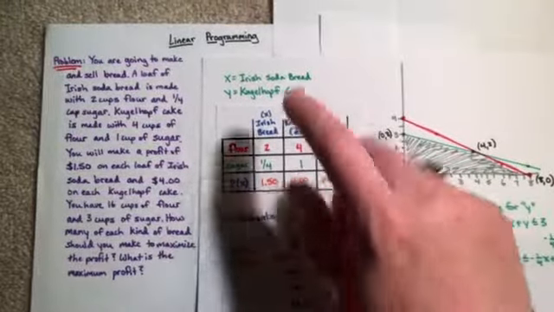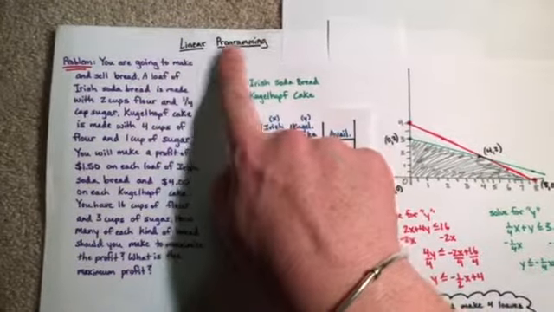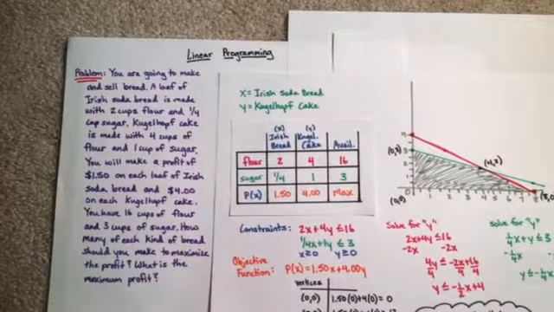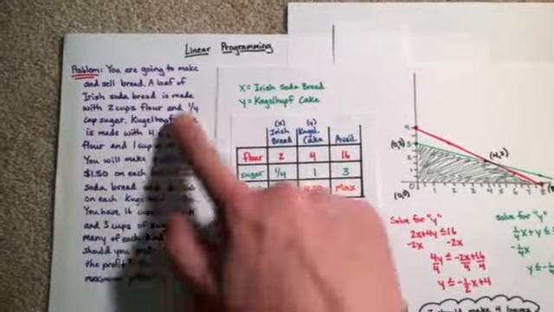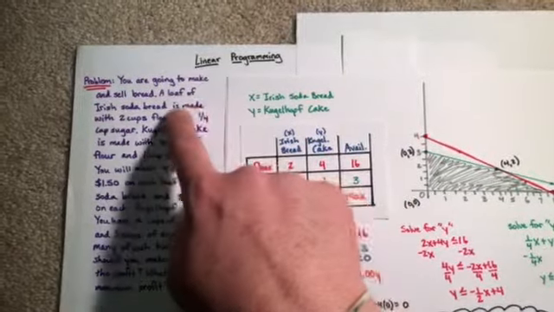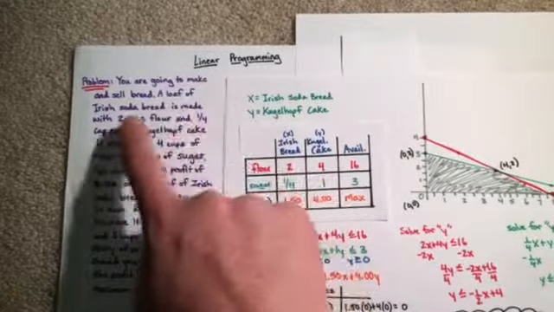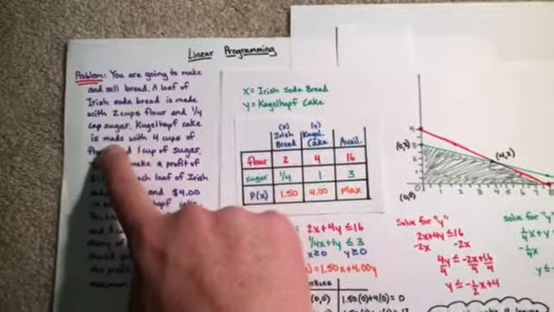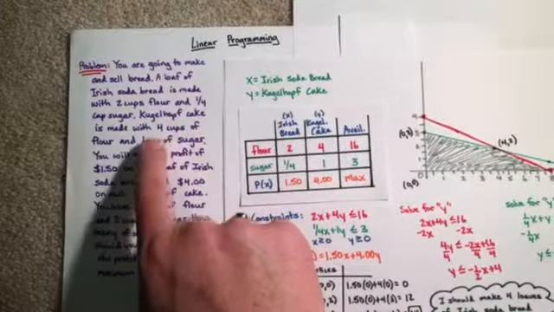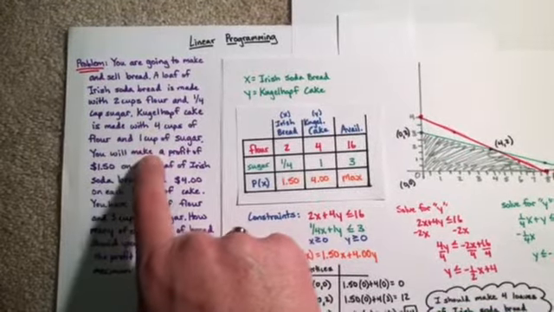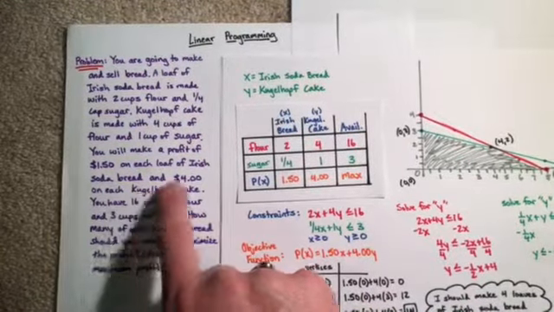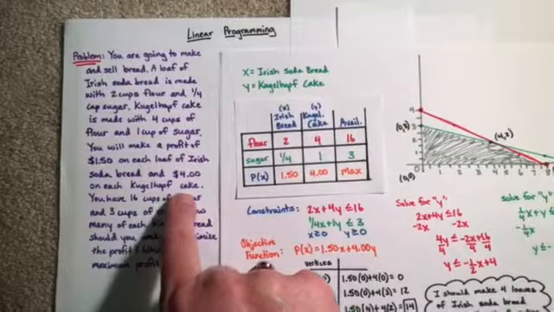So let's get started. First I put my title up here, that this is linear programming, and my problem. I wrote it all out nice and neat, so I have it here as a reference. We are going to make and sell some bread. We have some information about Irish soda bread, which is made with 2 cups of flour and 1/4 cup of sugar. We know that Kugelhof cake is made with 4 cups of flour and 1 cup of sugar, and we can make a profit of $1.50 on each loaf of Irish soda bread and $4 on each Kugelhof cake.